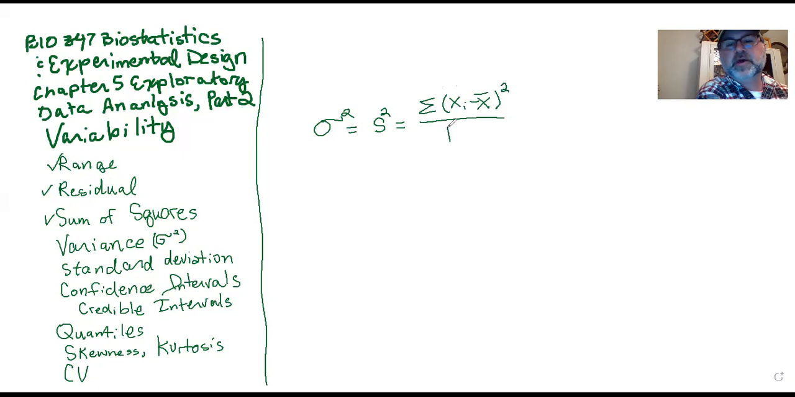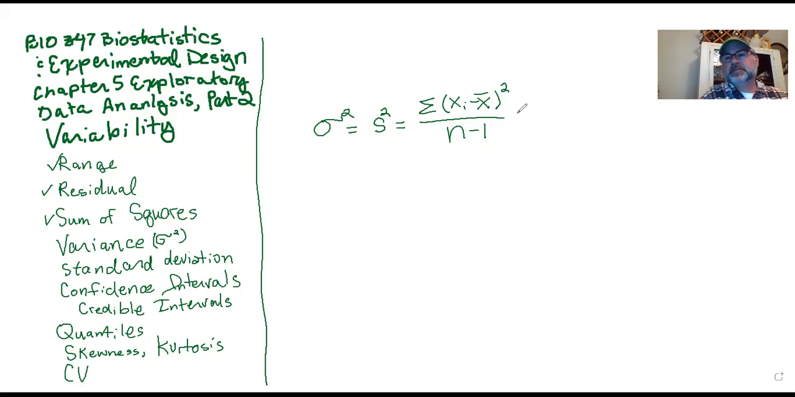Okay, divided by n minus 1. So if you're talking about a population estimate, it's just going to be n. If you're dealing with a sample, it's n minus 1. Okay, so that's the variance.